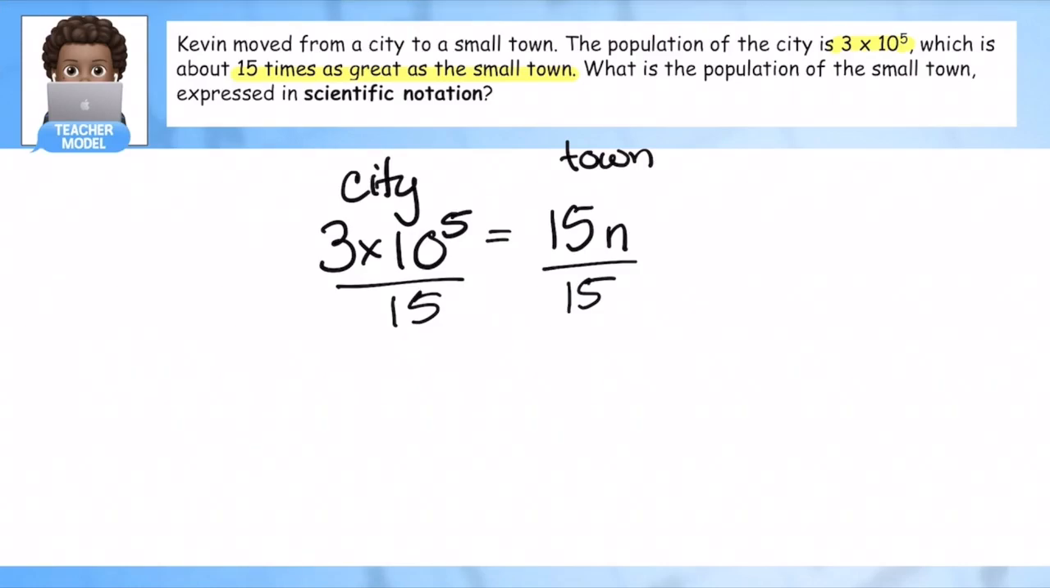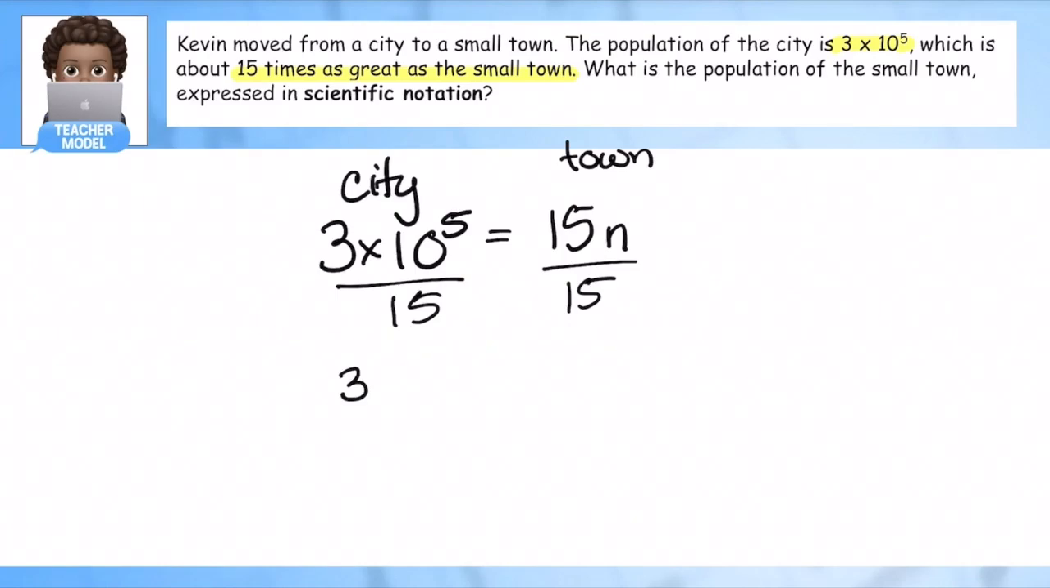Okay, notice in this case I don't have another number written times 10. I don't have 15 times 10 to the something power. That's not there. Could you write it and just make it times 10 to the 0 power? You could, but it's a little bit unnecessary at this point in time. So watch what I'm going to do.